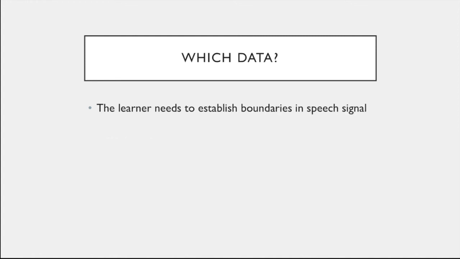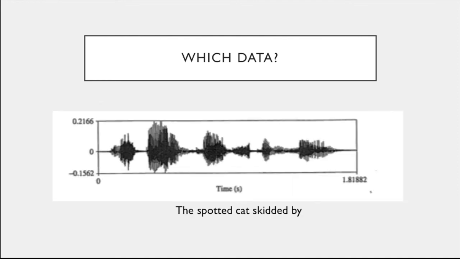Moreover, if the child is going to establish morphemes and words as units of analysis, it needs first to establish boundaries in the speech signal. But this isn't trivial either. This figure shows a waveform of the recorded utterance, "The spotted cat skidded by." The horizontal axis shows time, and the vertical axis shows the loudness of the signal at each point. When the signal is at its widest, that means greater amplitude, and therefore that the voice was at its loudest. And where the waveform is basically just a horizontal line, the speaker was silent. But because of background noise, there is never perfect silence, of course.